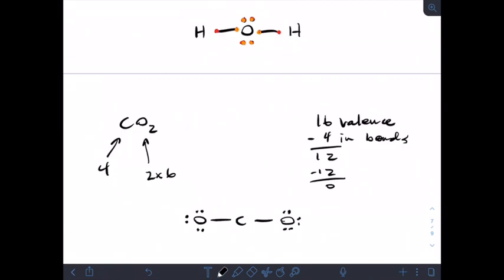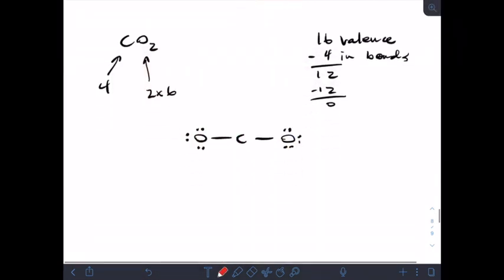Now I want to check my octets. So right now, my oxygens have access to all of those electrons. So my oxygens have 8 valence, or 8 electrons around them, right? So the octets on the oxygens are fine. My carbon, on the other hand, only has access to 4. So what I need to do is borrow from my outside atoms and make extra bonds. So I'm going to borrow these electrons and put them right there in a bond. Okay?